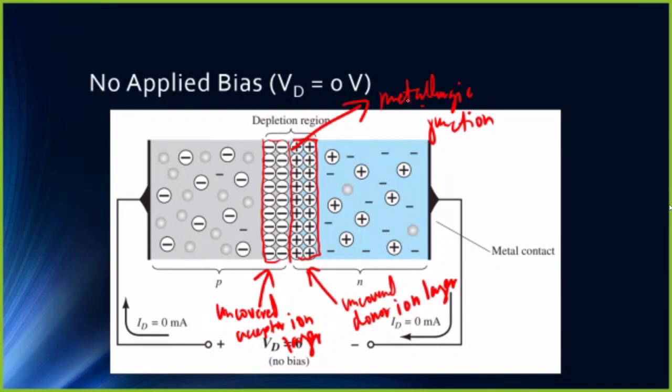Okay? So, we can simplify this. Think of it na dalawa lang ang layer ng uncovered acceptor ion sa P-type at dalawa lang ang layer ng uncovered donor ion sa N-type kapag no bias. Okay? Yan ang isipin niyo muna. By the way, etong area na to, this is called the depletion region.